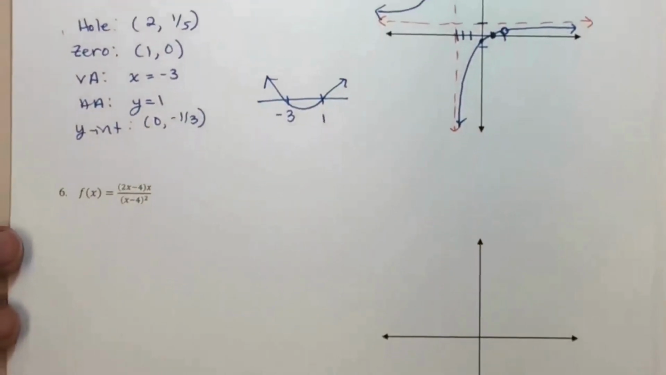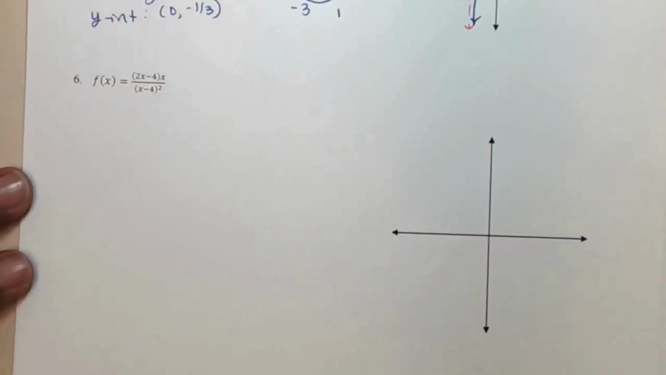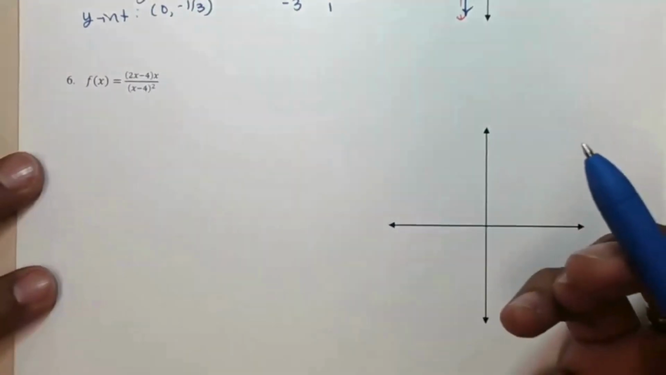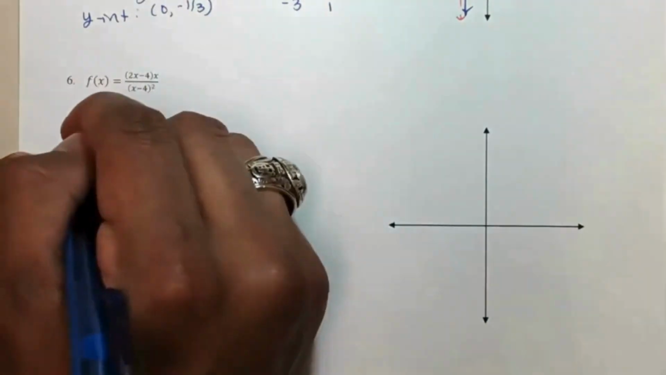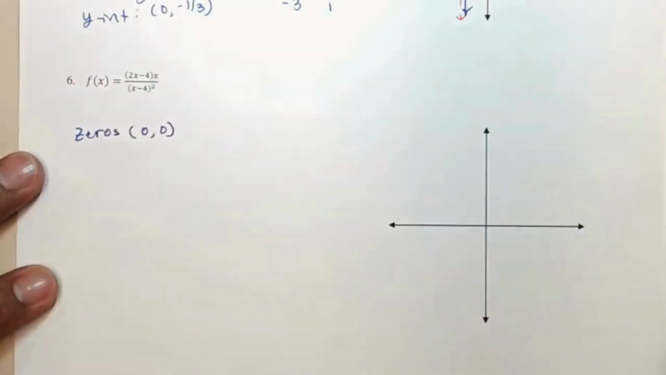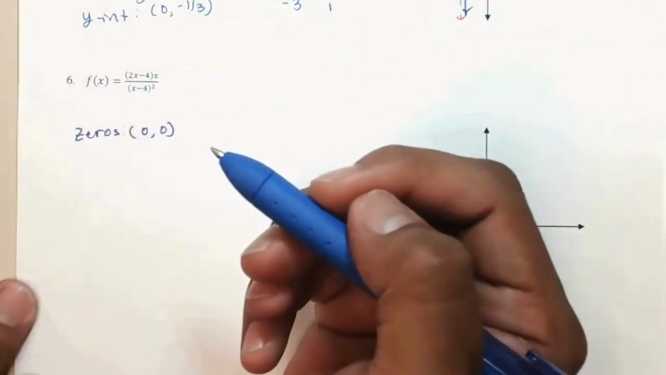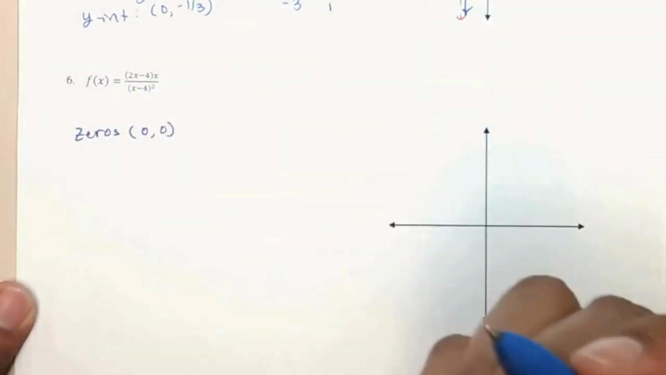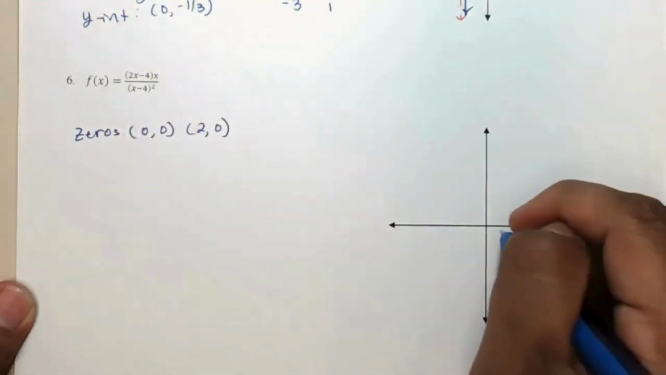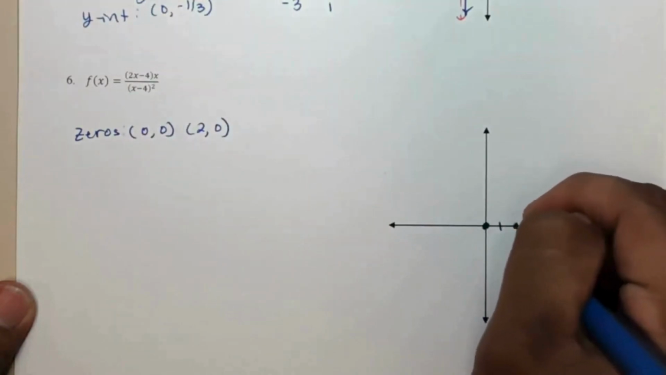Then what about this last one here? Well, it's nice and factored out for us. So there's nothing that cancels, so there are no holes. I have two x's up here on the top, so I'm going to have two zeros. I'm going to have one at x equals 0. You could factor out the 2 here if you wanted to, but you don't need to. But we end up getting another 0 at +2. So we have one here at the origin, and then another 0 here at +2.